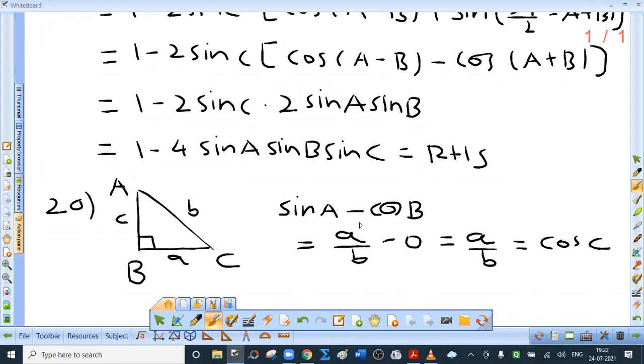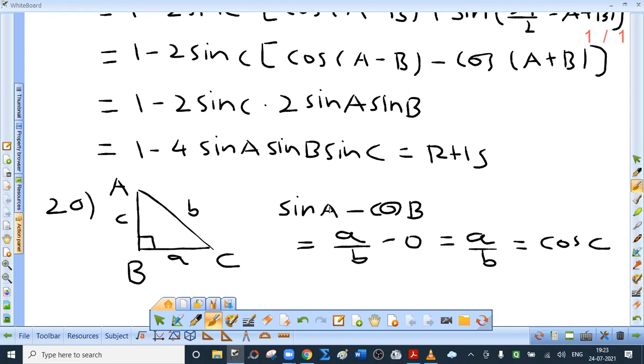Now, what is sin A minus cos B? Sin A is opposite side A upon hypotenuse, so A upon B, minus cos 90 degrees, because B is 90 degrees. What is cos 90? 0. So A upon B. But A upon B for angle C is adjacent side upon hypotenuse. So it is cos C. That's it. But if you say no sir, start with sin A minus cos B equal to cos C and obtain B equal to 90 degrees, that is also possible.